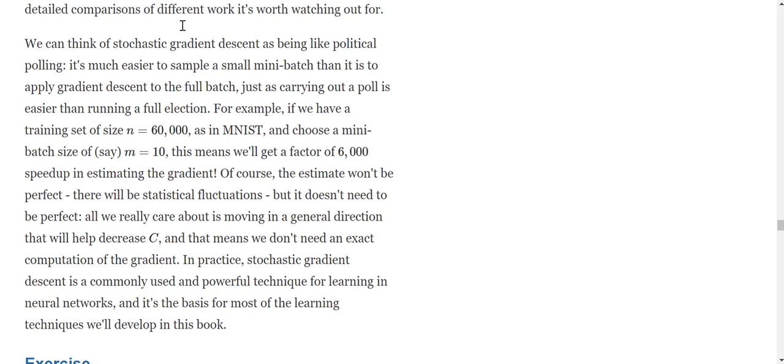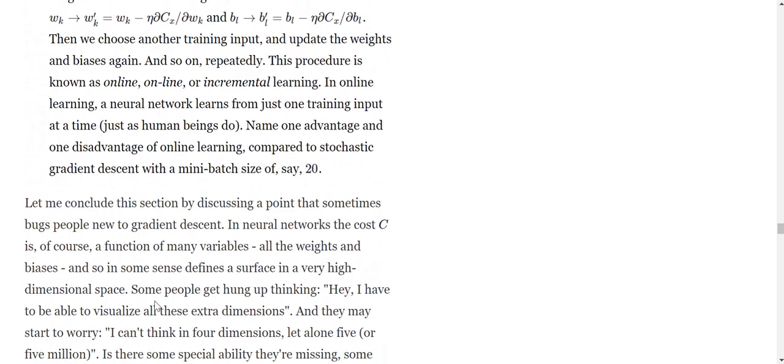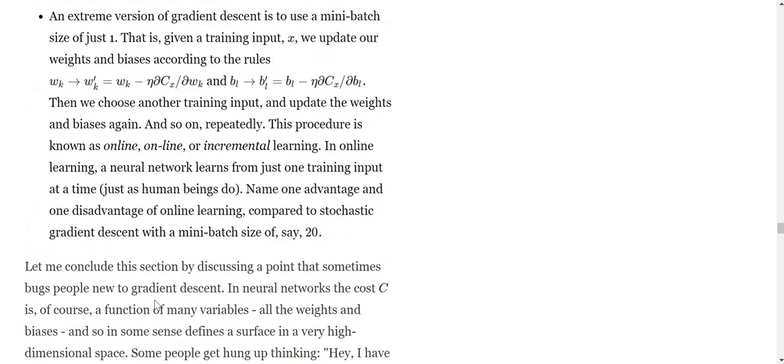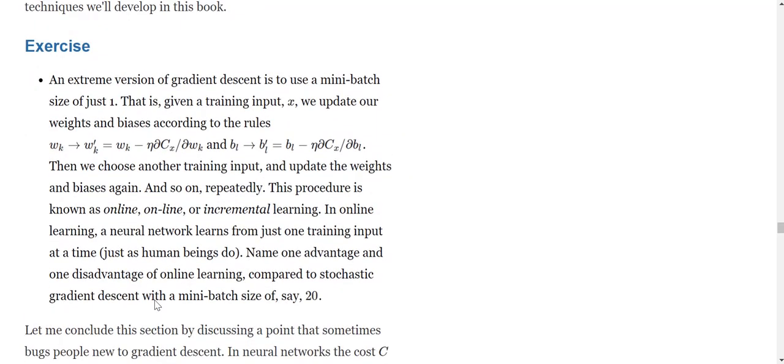In practice, stochastic gradient descent is a commonly used and powerful technique for learning in neural networks, and it is the basis for most of the learning techniques that we will develop in the book. Of course, now we have an exercise.